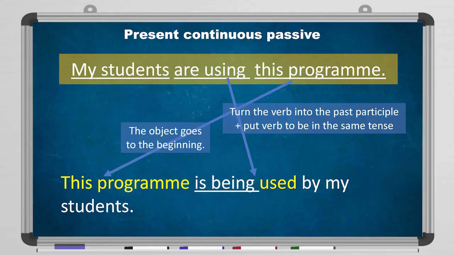If your sentence has a verb to be already and it is followed by a verb, you have to think of the three. Is it be, been, or being? How do I choose between those three? If the verb in the original sentence has ing, you will automatically put being after the verb to be, is or are, and then you will put the verb in the past participle. So it will be, this program is being used by my students. And here it's really important to mention the subject. That's why we added by my students.